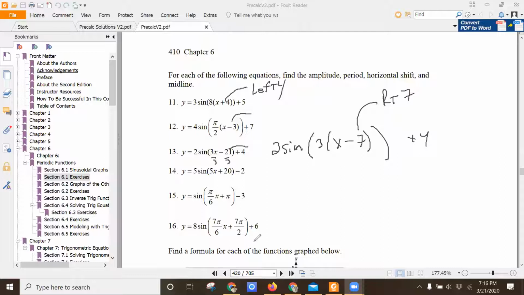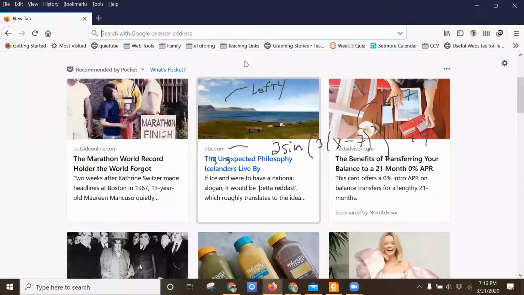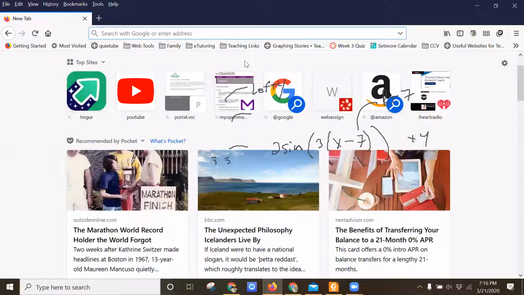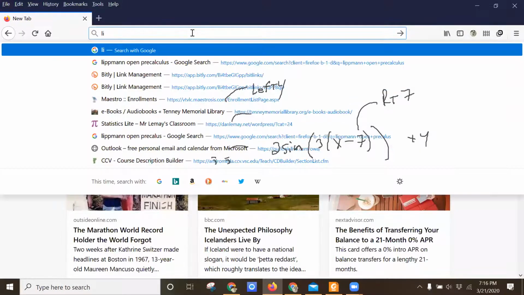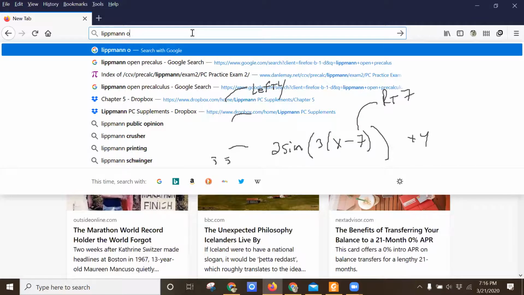Oh, let me go find you the textbook. Yeah, so how you find the textbook is, let's see, you can just Google, here, let me get this out of the way. If you just Google Lippman, David Lippman is the main author, or the first author of the textbook, and just do open pre-calc.